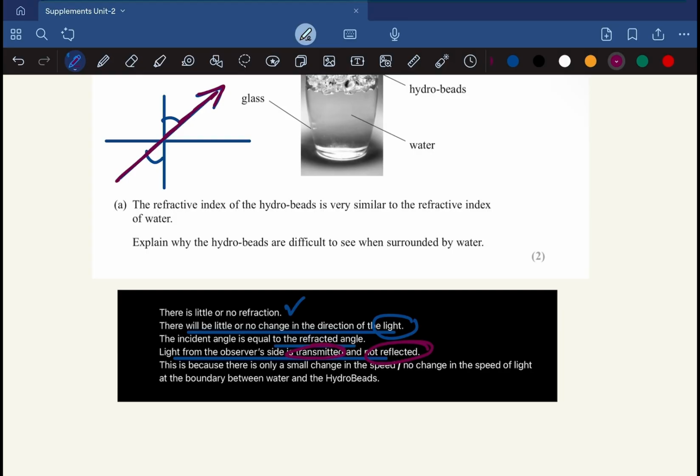This is because there is no change in the speed of light. As there is no change in the speed of light, that's why it goes straight. And why is there no change in the speed of light? Because the refractive index is the same at the boundary between water and the hydrowaves.